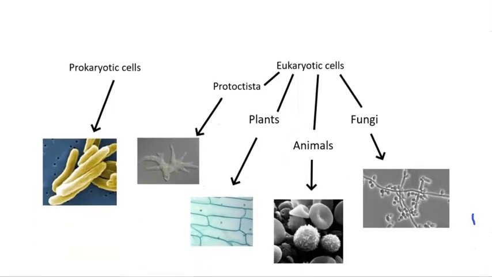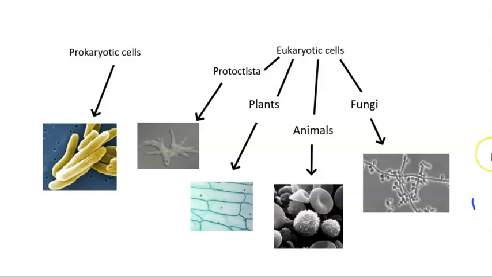As we go through the course, we're going to encounter these types of organism. The bacterial prokaryotic cells, they're very, very small, of course. Single-celled species, a great diversity known as the protoctistans. The plants, animals, and the fungi.